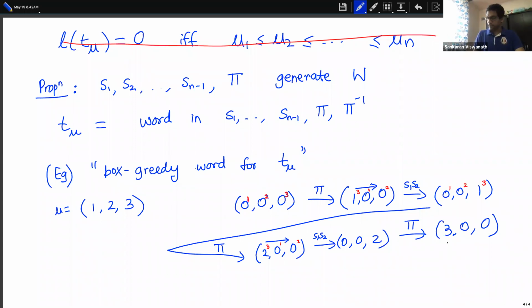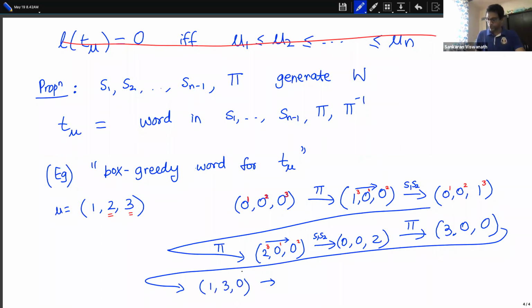So we've gotten the 3, and then you try to get the next one. The 3 is done. You try to get the 2 next, and you do that by the same process. I again start at the end, make that into a 1, and then push the 1 all the way to the end. So that's 3, 0, 1. Apply a pi again, it becomes 2, 3, 0. And then finally apply pi again, you get 1.